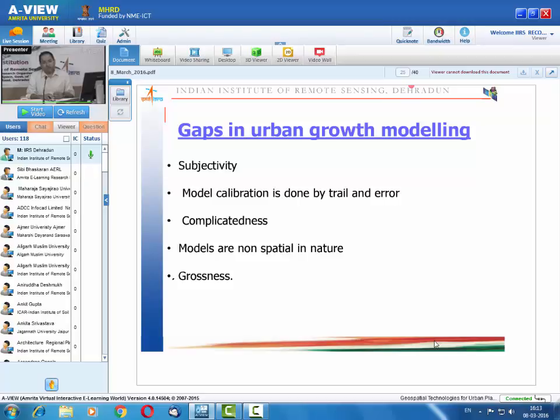So the first point is, there's a lot of subjectivity in this modeling. Secondly, model calibration is done by trial and error. Third, for a person not having much of a mathematical background, this phenomenon becomes very complicated and confusing. Also, some models are non-spatial in nature. You may get the results, but how to show those results in a spatial format, because we are dealing with urban spatial growth modeling, so the results have to be shown in a spatial format. And some models also work at a very gross level, but you want to show the results at a micro level. How to do this? So these were some of the gaps in urban growth modeling.